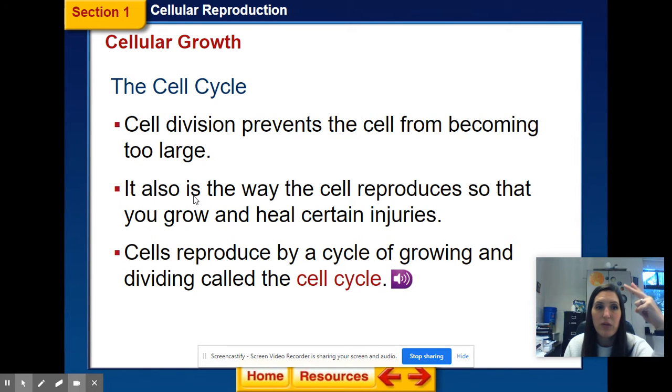All right, therefore, we do the cell cycle. Cell division prevents the cell from becoming too large. It also is the way cells reproduce so that you grow and heal from certain injuries. Cells reproduce by a cycle called the cell cycle.